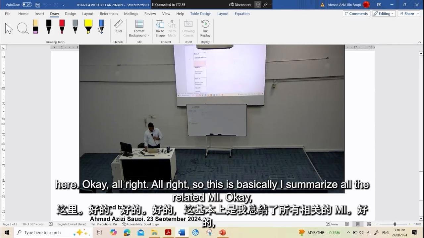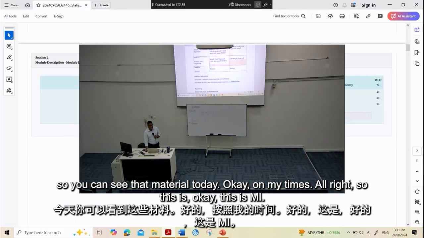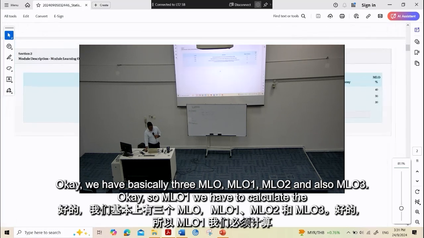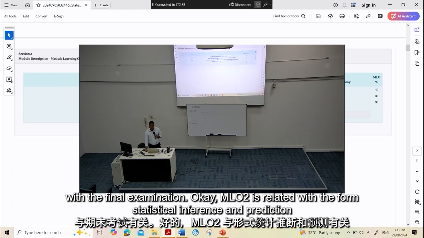Right. So basically I summarize all the related material, so you can see that material today. We have basically 3 MLOs: MLO1, MLO2, and MLO3. For MLO1, we have to calculate the statistical parameters. MLO1, to calculate the statistical parameters, is related with the final examination.